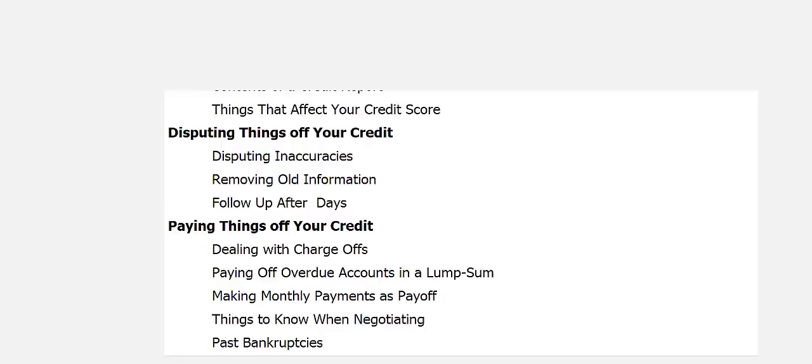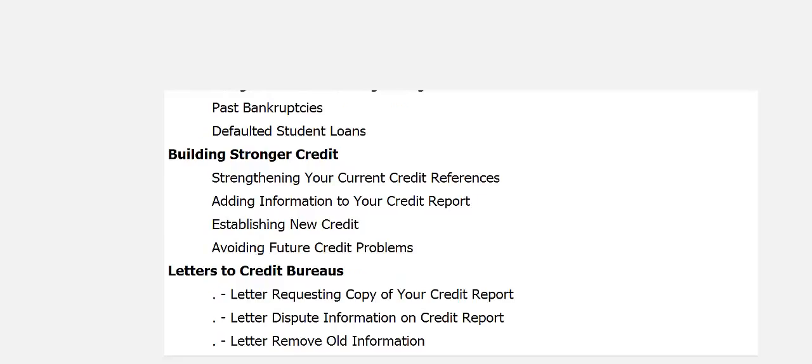Paying things off your credit. Dealing with charge-offs. Paying off overdue accounts in a lump sum. Making monthly payments as a payoff. Things to know when you're negotiating. Past bankruptcies. Defaulted student loans.